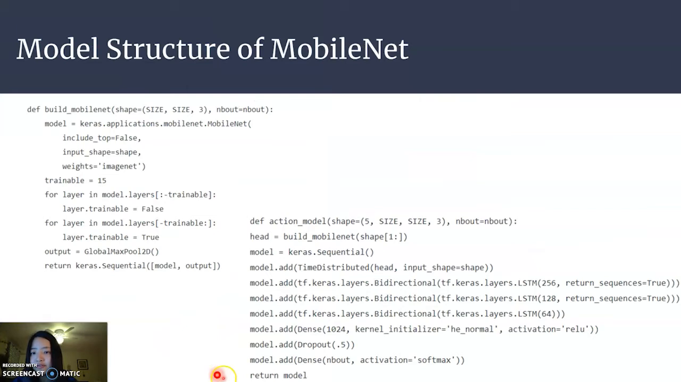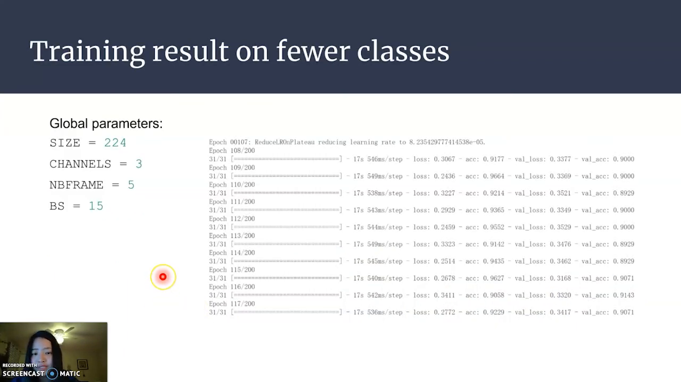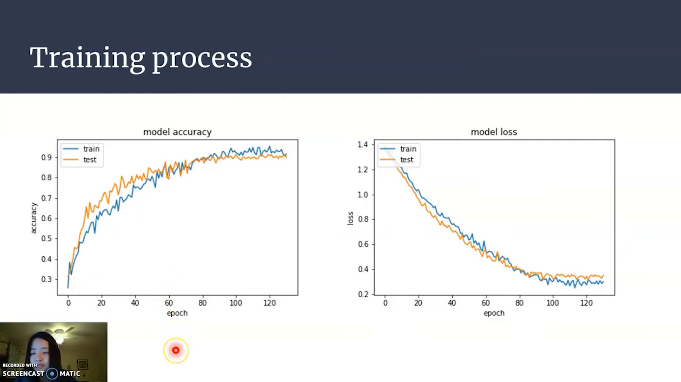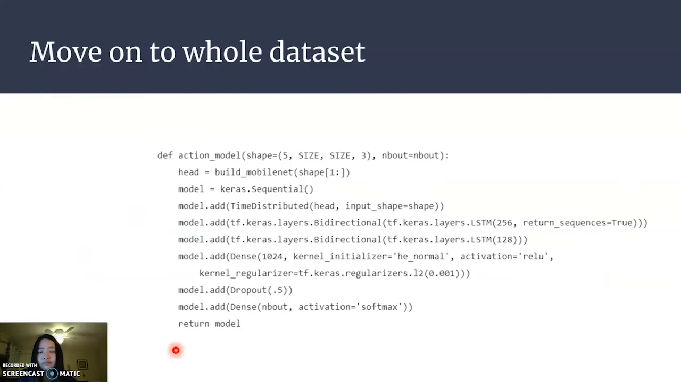Here is the structure of our MobileNet. As we are training on fewer classes, which is 4, we just unfreeze the last 15 layers. And we implement 3 bidirectional LSTM layers. Basically, we get a pretty good result of 90% accuracy. We have used the number of frames as 5, as we are just training the 4 classes. Here is the learning curve. We can see that there is no overfitting issue.